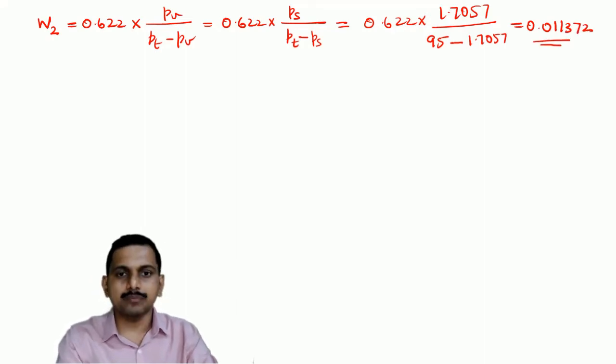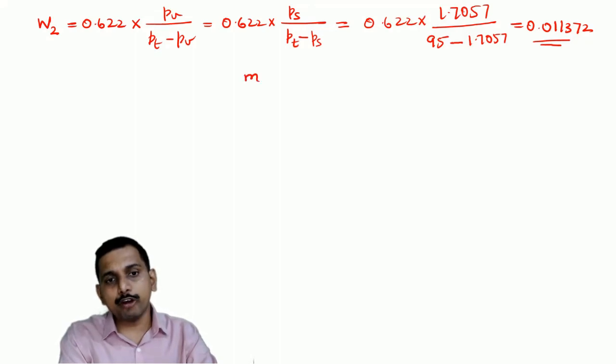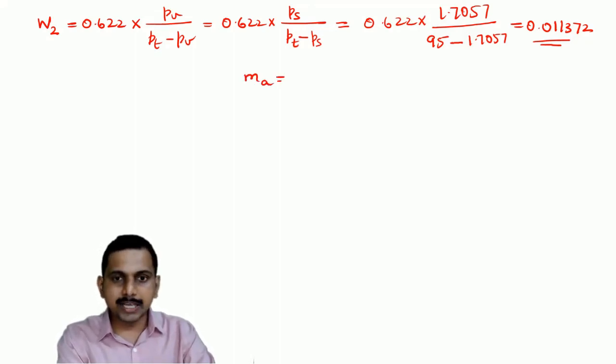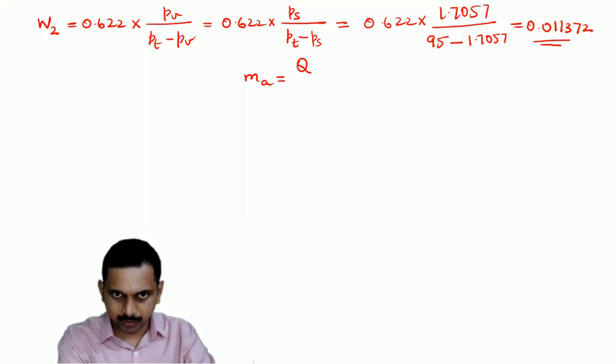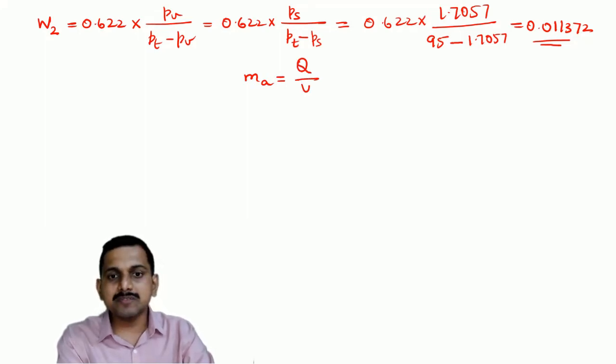Okay. Now, the mass of air which is going is actually equal to the mass flow rate of the air, divided by specific volume.